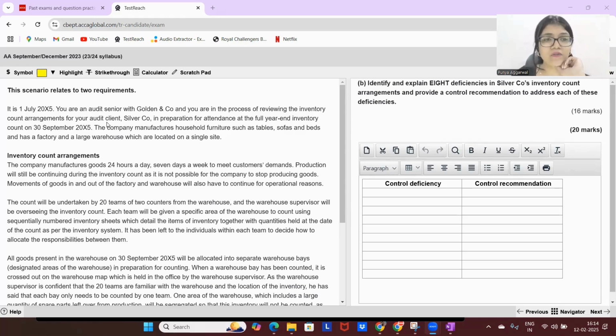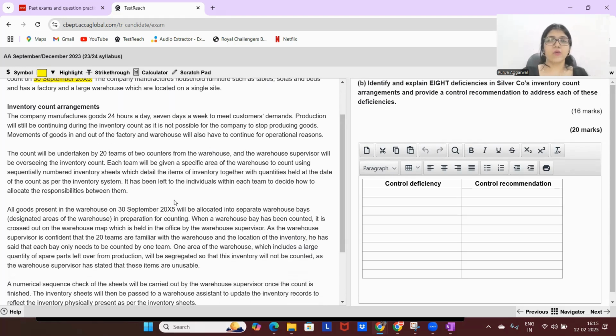So it is 1st July 2005. You are an audit senior with Golden and Company, and you are in the process of reviewing the inventory count arrangements for your audit client, Silver and Company, in preparation for attendance at the full year end inventory count on 30th September 2005. So you should know that the year end is 30th September 2005. The company manufactures household furniture such as tables, sofas, beds, and has a factory and a large warehouse which are located on a single site. That's fine that they have given us a case study. Let's now read what is happening so that we are able to form our deficiencies better.